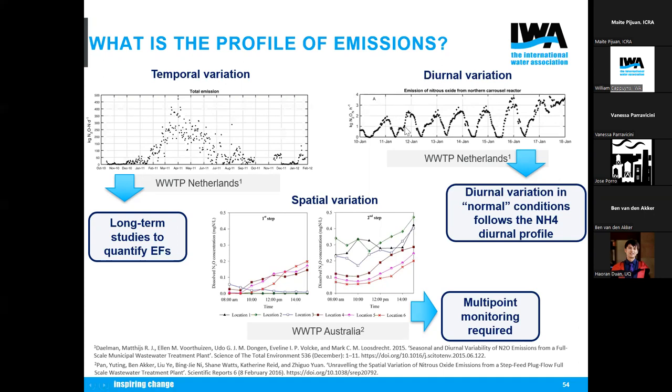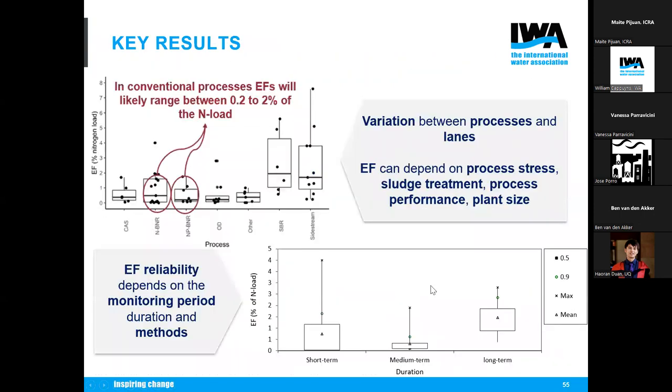We also expect a diurnal variation, as you can see in the typical profiles in the figure on the right, and, as we saw in the previous presentation, spatial variation. One of the first things we did when we collected all this data from the studies is that we developed box plots of the emission factors, as you can see in the figure on the top left, for different configurations and groups of processes. Specific processes, such as side stream processes treating high strength streams, are associated with a high risk of elevated emissions, while in conventional processes, we expect the emissions to range between 0.2 and 2% of the nitrogen load. And this is a huge variation in terms of carbon footprint impacts.